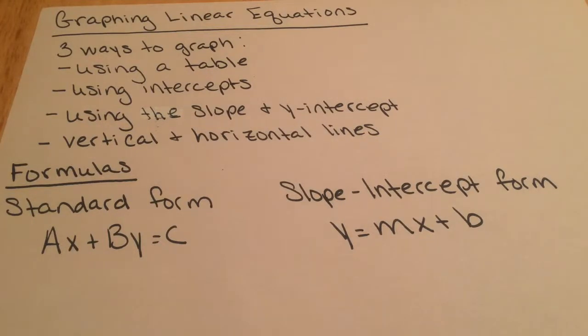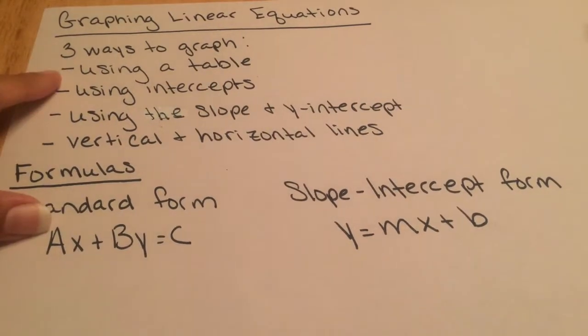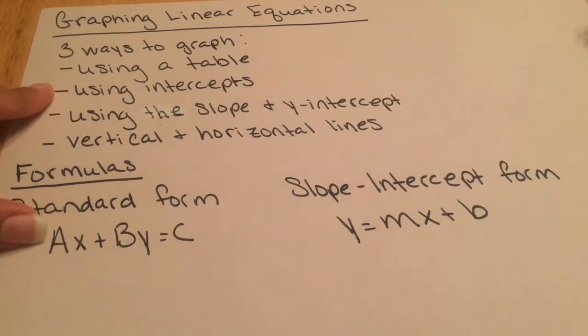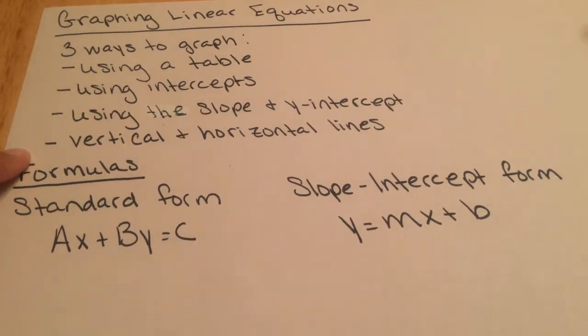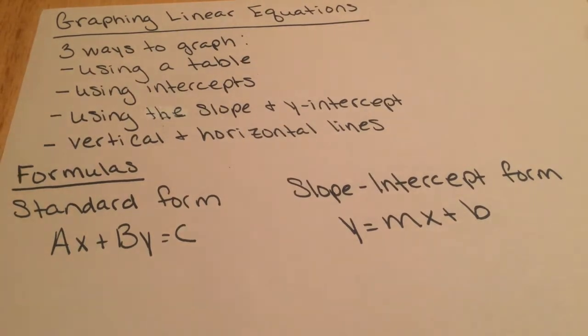Hi everyone. Today we're going to learn how to graph linear equations 3 different ways. The 3 ways we're going to learn to graph linear equations are by using a table, using the intercepts, and using the slope and y-intercept. We're also going to have a quick explanation about vertical and horizontal lines.